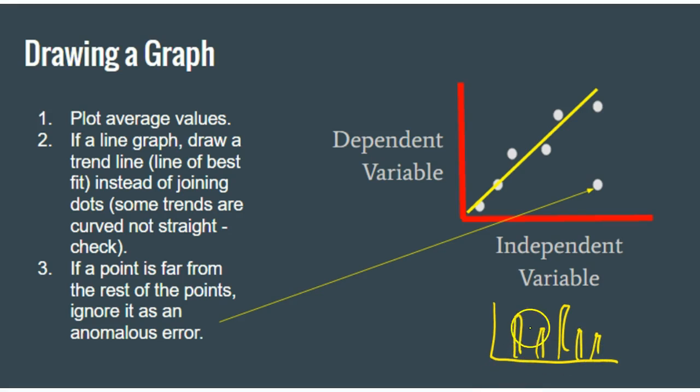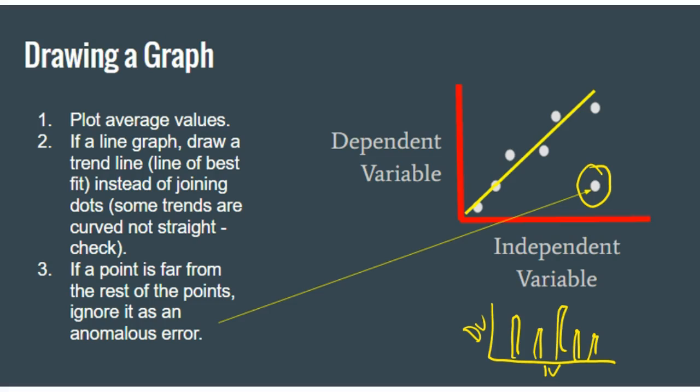And if it was a line graph, again you have the independent variable on the bottom, the dependent variable on the side, and you plot your values. But in the case of a line graph, you'll either join them together, which is very rare, or you'll actually put in a line of best fit so that you can identify the trend in your line graph.